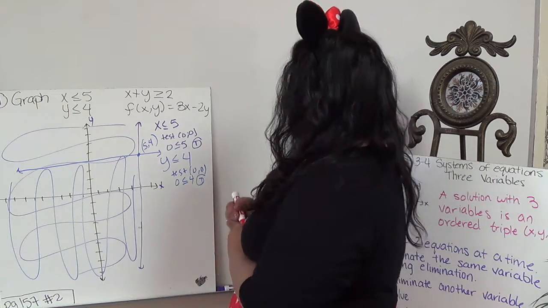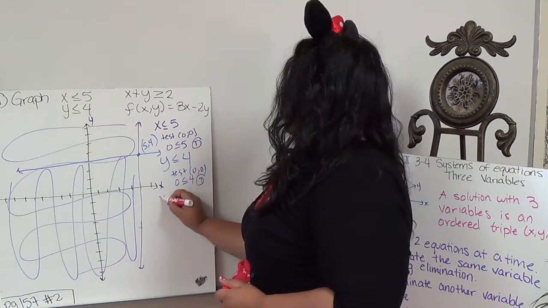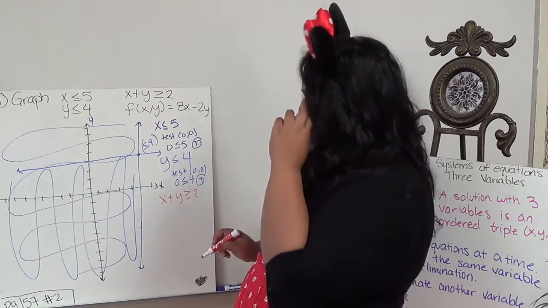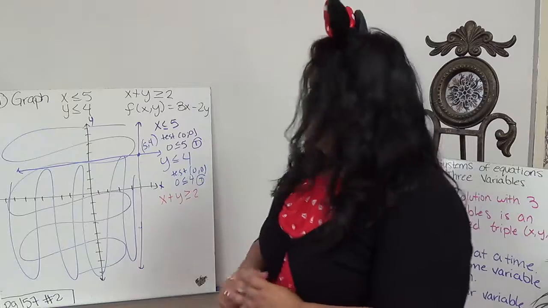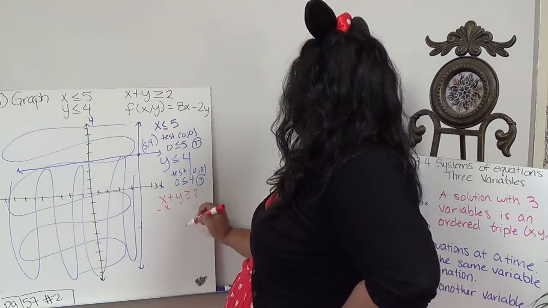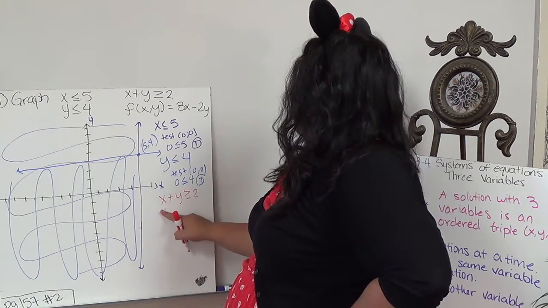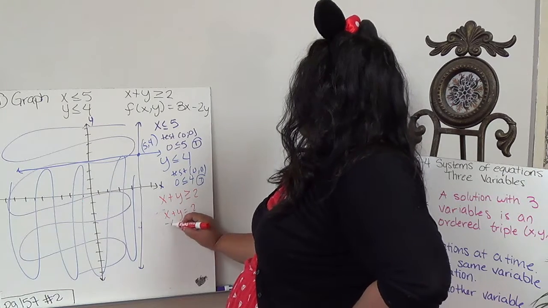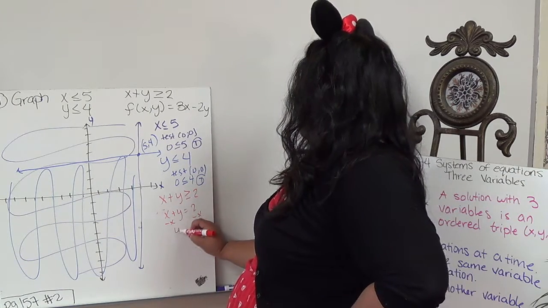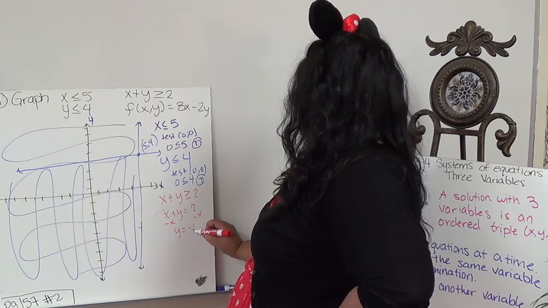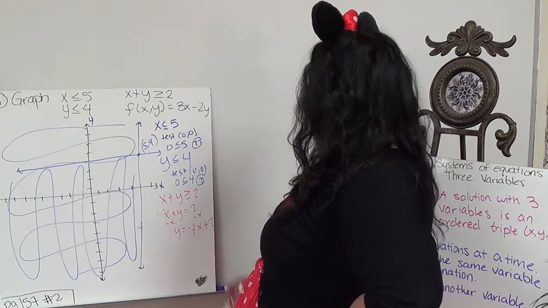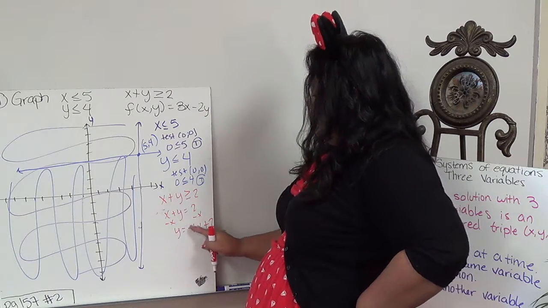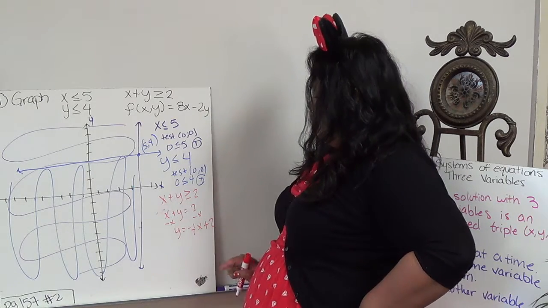The next one is x plus y is greater than or equal to 2. So I need to put it into y equals mx plus b form. First I'm going to treat it with an equal sign. Then minus x on both sides, I end up with y equals negative 1 over 1x plus 2, right? Because negative x is the same thing as negative 1, and put in fraction form it is negative 1 over 1.